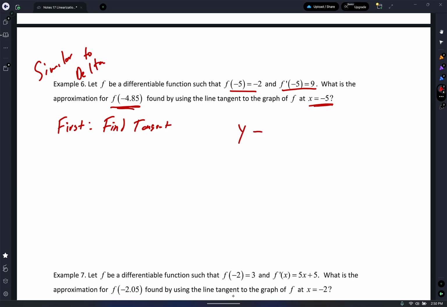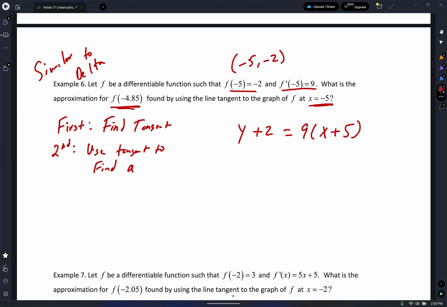y minus a negative 2, so it turns to a plus. You might want to write negative 5 comma negative 2 like that. Equals, what's my slope? 9 parenthesis x plus 5. That's my tangent line. Second, use tangent to find approximation.